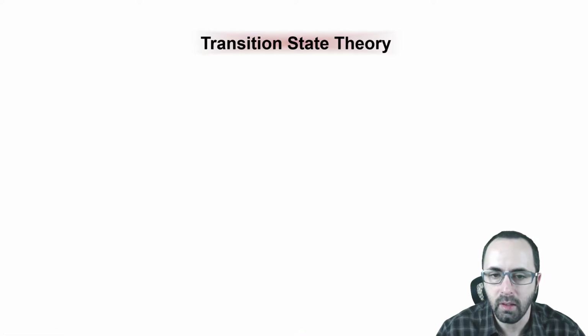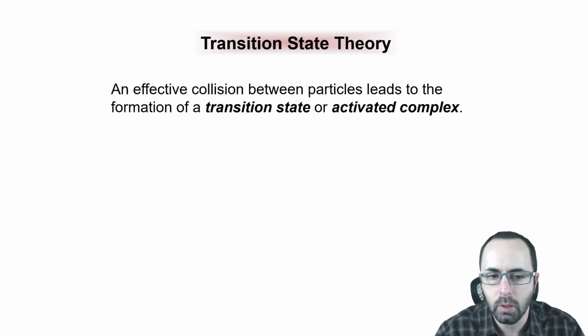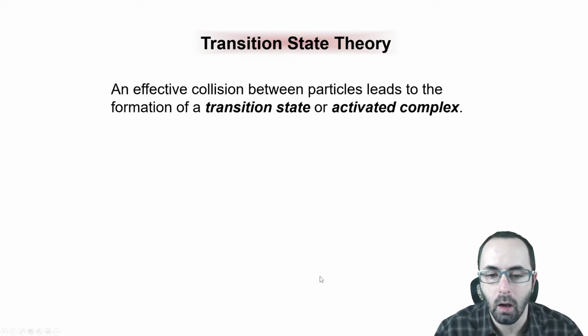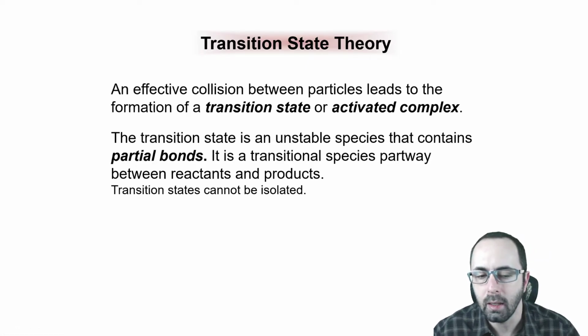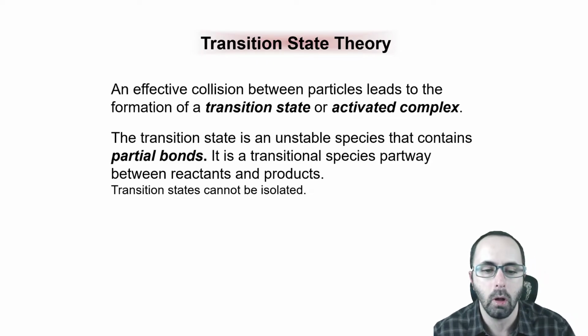Now, the rest of this has to do with actually having enough energy to react. And so that's where we get into transition state theory. So, an effective collision between the particles leads to the formation of a transition state. If it's high enough energy and the correct orientation, it will make a transition state or an activated complex. And a transition state is kind of an in-between between the reactant molecules and the product molecules.